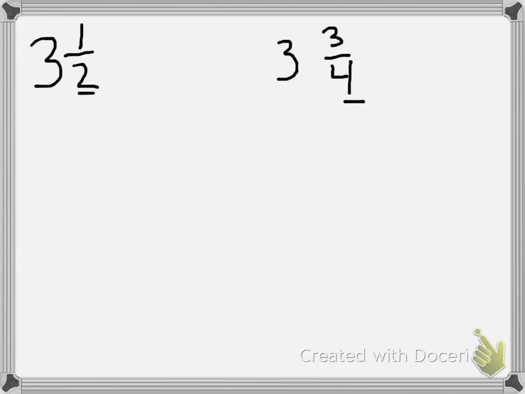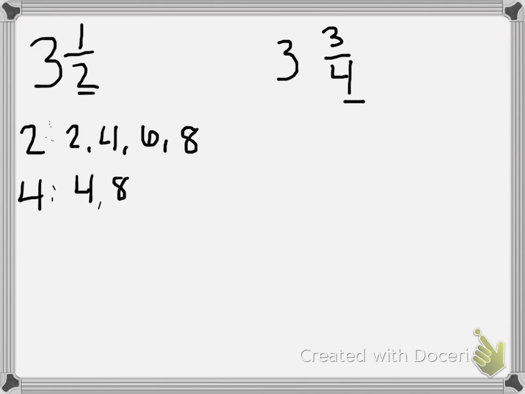So I need to find the least common multiple in order to get my least common denominator. My multiples of 2 are as follows: 2, 4, 6, 8. My multiples of 4 are 4, 8, 12, 16. Now I notice that the least common multiple is 4. So I'm going to change my fractions to have a 4 for the denominator.